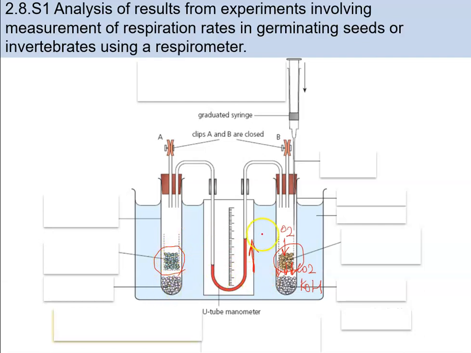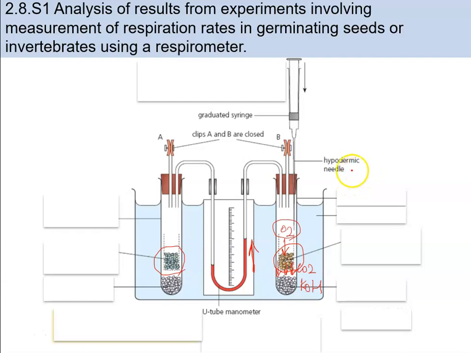So the only difference between this tube and this tube is that here the oxygen will be used, but here no. And that would be the reason that we can judge that respiration is happening, because only the oxygen will be used. So let's see what the boxes over here are, one by one.